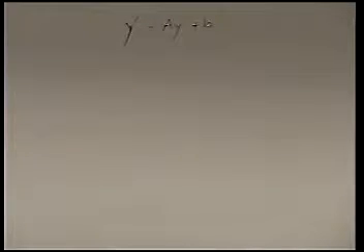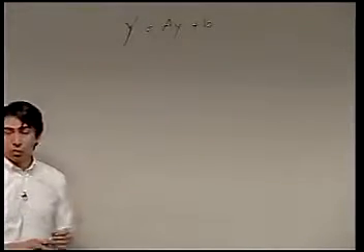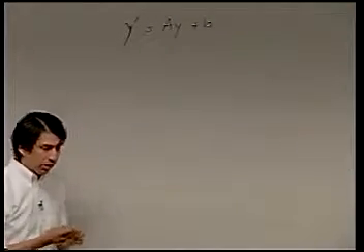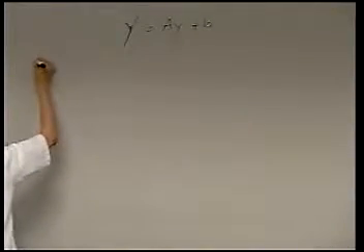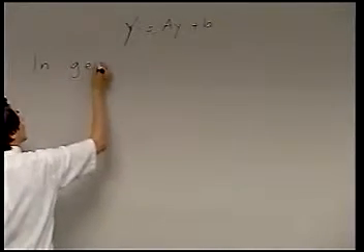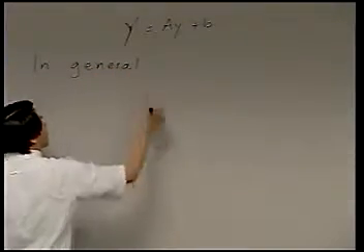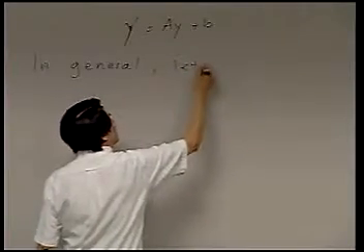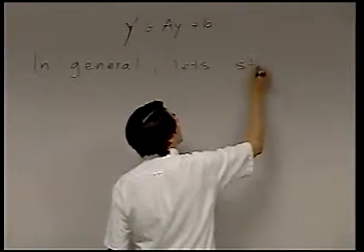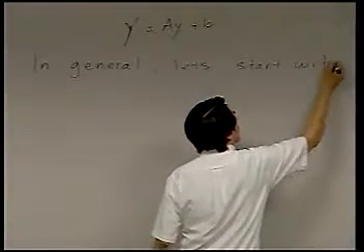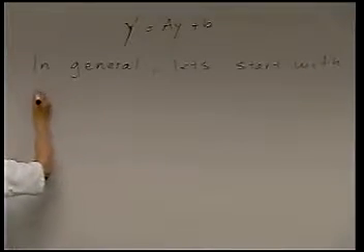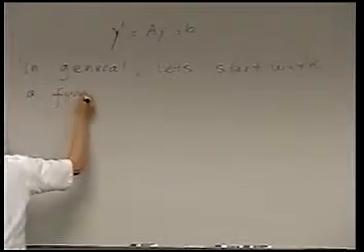Now, so how are we going to solve this equation right here? The basic idea here is to solve the matrix equation via what we're going to call variation of parameters. Now let's assume in general, now we're going to study this in general. Let's assume general. Let's start with a fundamental matrix solution.